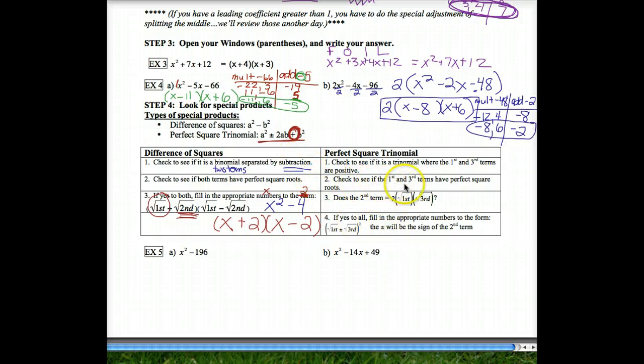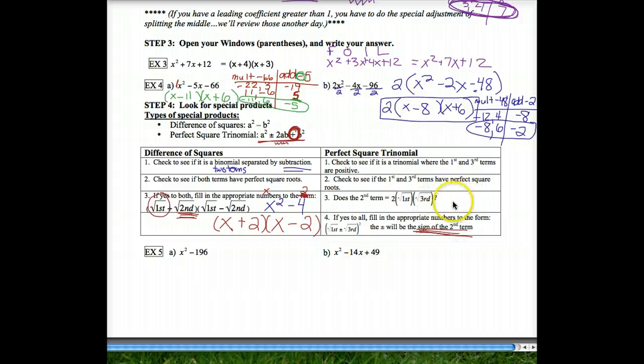Then you check, do my first and third terms have perfect square roots? So do a squared and b squared have perfect square roots? Yes, they do. Is the second term, so what's in the middle, is it equal to 2 times the square root of the first term times the square root of the third term? If it is, then you fill it in to a single parenthesis with a squared. Now the plus minus, you know which one it is because it's always the sign of the second term.